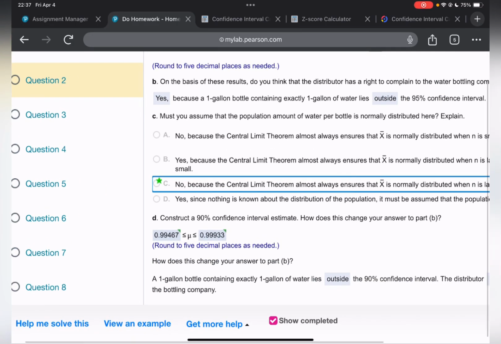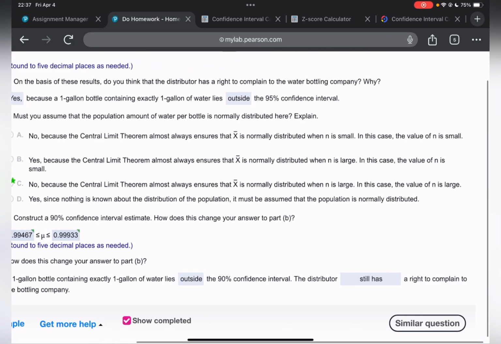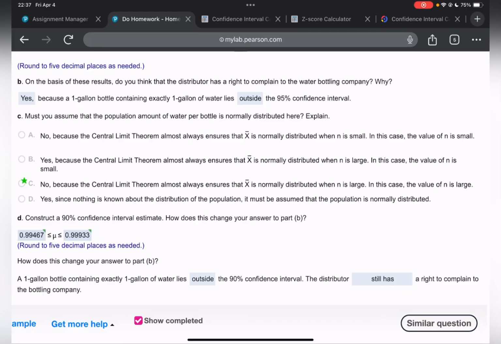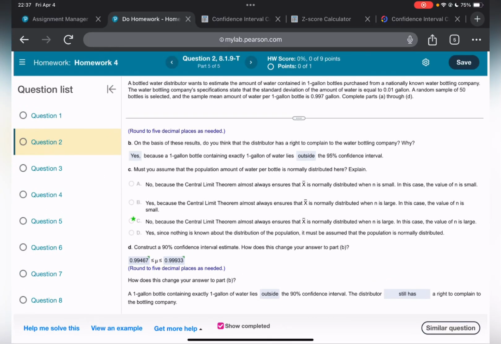And the answer is again wrong. It says it lies outside. It's not outside, it's within. So realistically, we can't complain, but you want to put these nonsense answers so you get your credit. But we understand, most importantly, that 0.997 is falling in the confidence interval. All right? Okay, moving to the next question.